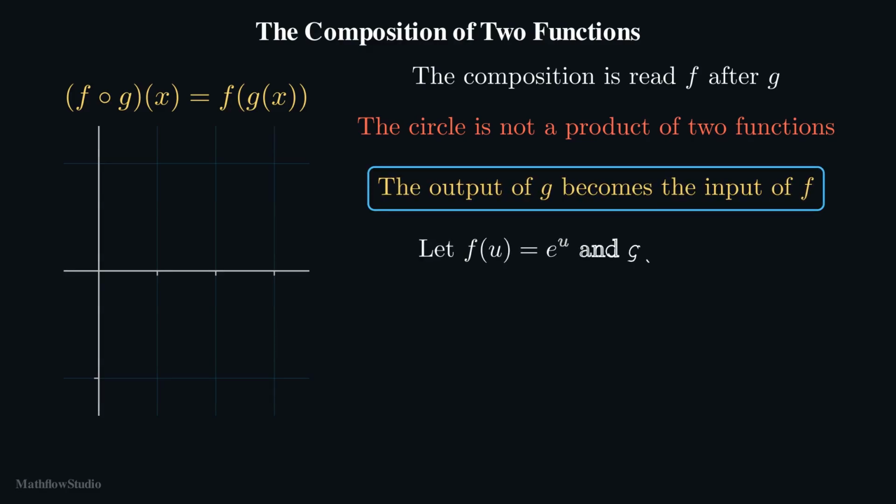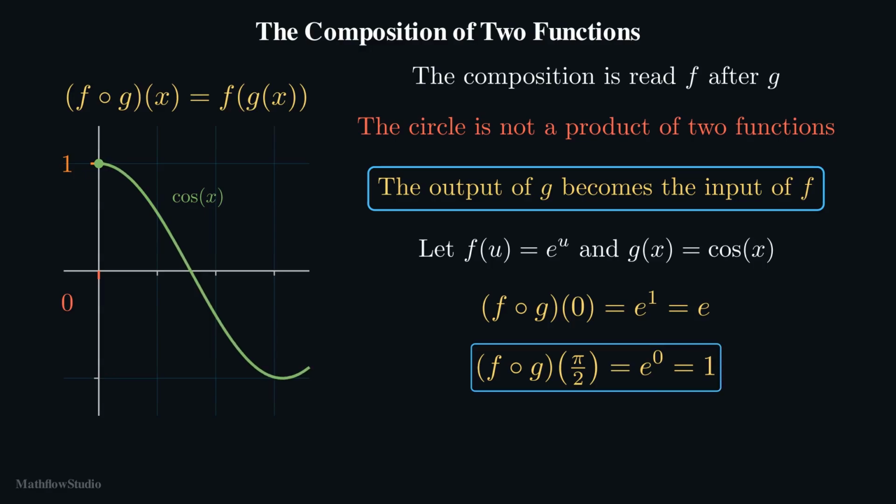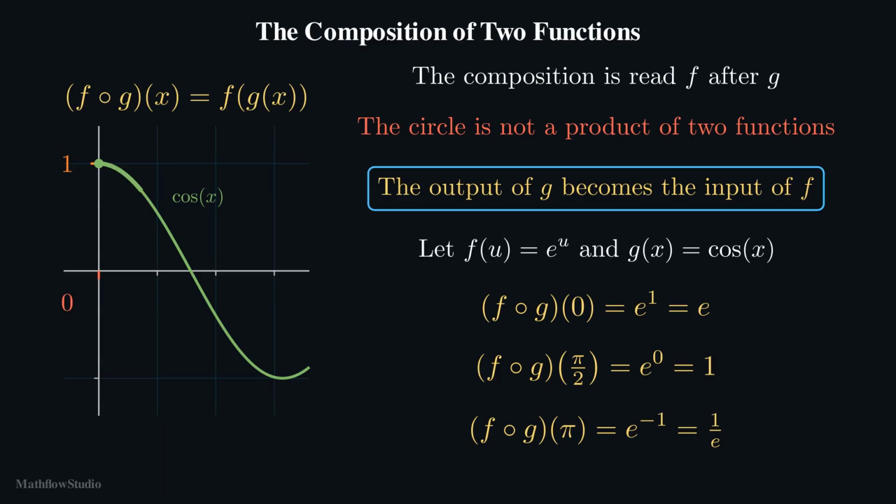Let the outer function be the natural exponential, and the inner function be the cosine. At the input 0, the cosine is 1, so the composition is e raised to the first power, which is e. At a quarter turn, the cosine is 0, so the composition is e raised to the 0th power, which is 1. At a half turn, the cosine is -1, so the composition is the reciprocal of e.